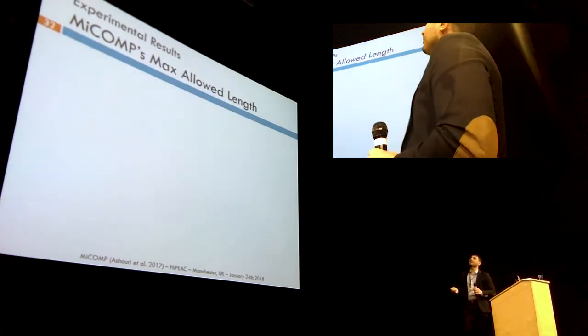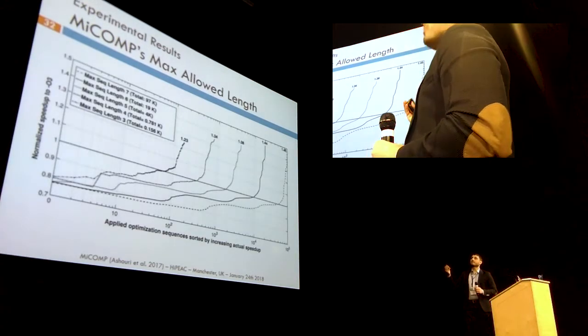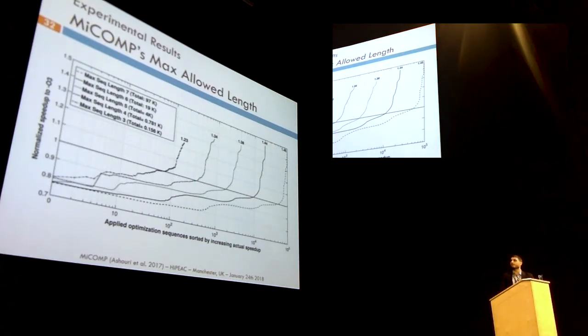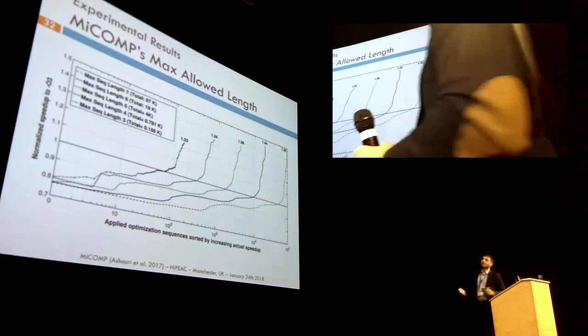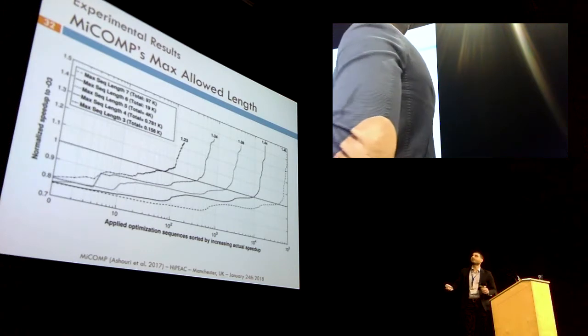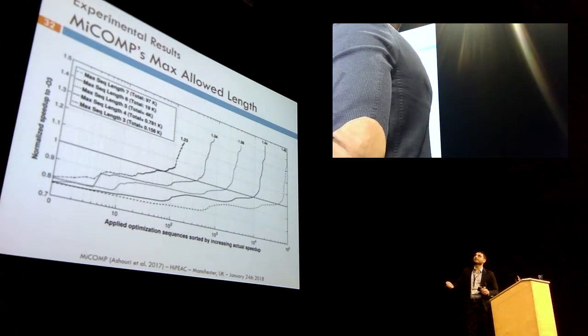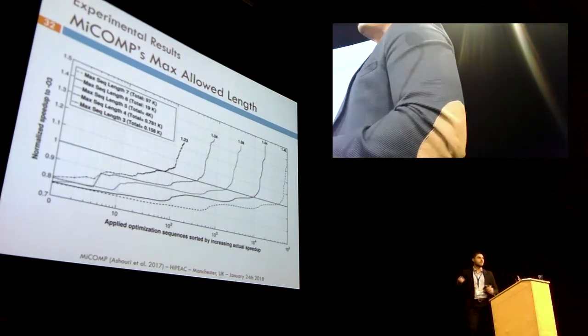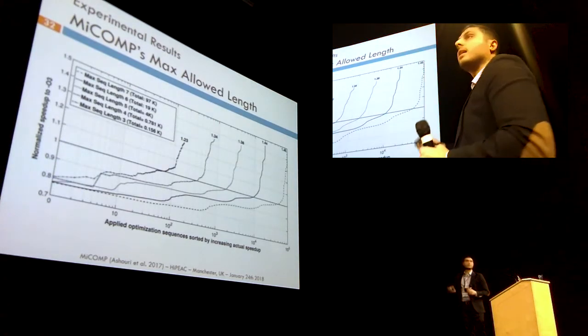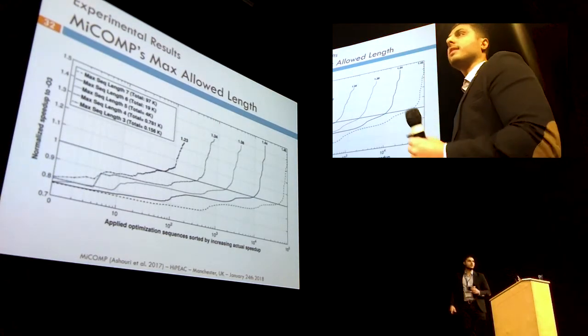And also, we had to decide what the maximum allowed compiler sequence length that we have to use. As you know, it's going to have a huge impact on our training sets. So if you allow your length to be of 3, you have like 156 different optimizations. But if you just allow it to 7, it's going to be around 100K per applications and per data set. So it would take months to collect the data.